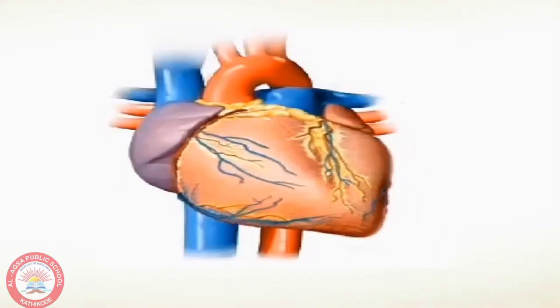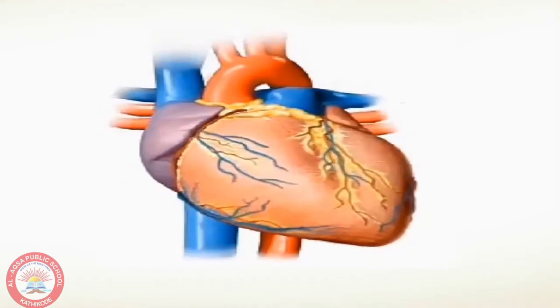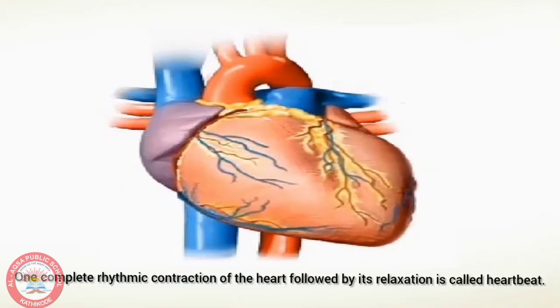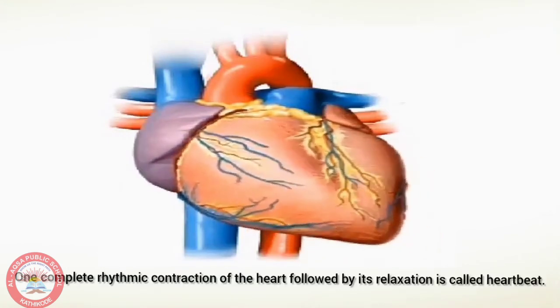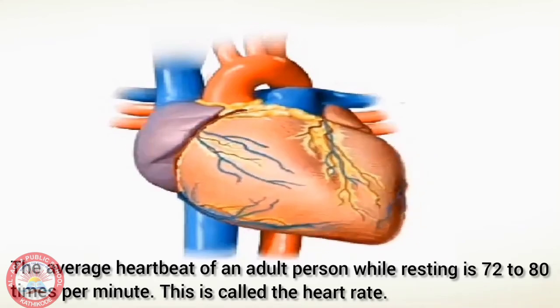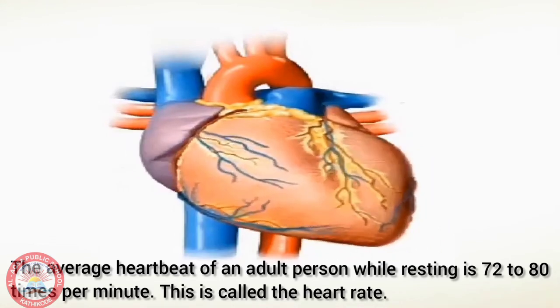The walls of the chambers of the heart are made up of muscles that contract and relax rhythmically. This contraction and relaxation constitute a heartbeat. The average heartbeat of an adult person while resting is 72 to 80 times per minute. This is called the heart rate.